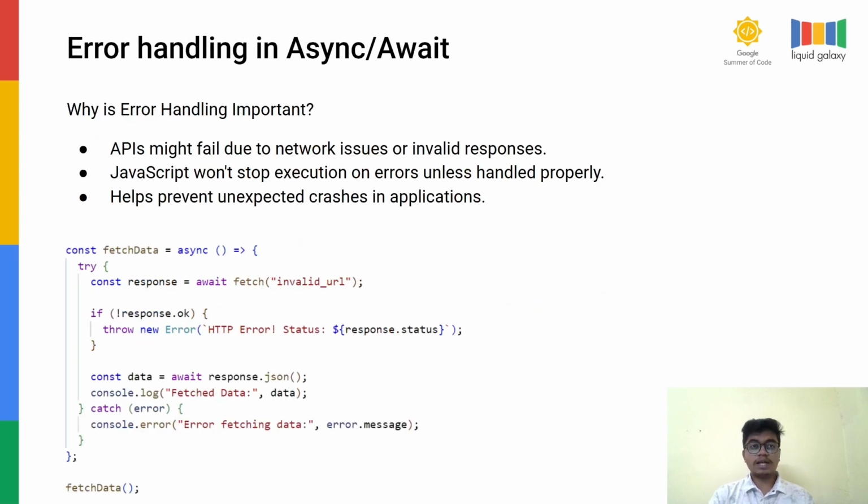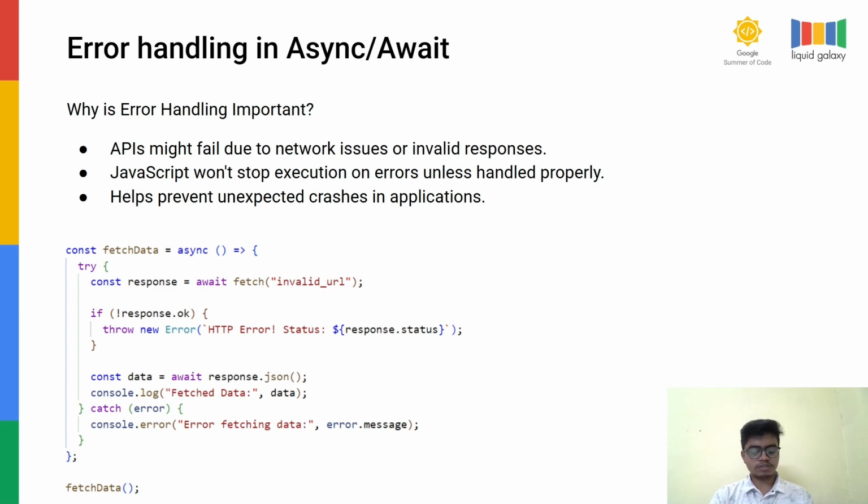Now we will take a look at error handling in async and await. First of all, why is error handling important? The APIs that we are working with might fail due to network issues or invalid responses. In that situation, we have to be cautious in our code base and use a try catch block so that we can get to know where the error comes from. Another thing is JavaScript won't stop execution on error unless handled properly. It also helps in preventing unexpected crashes in our applications.